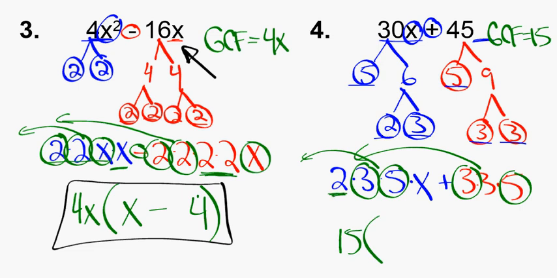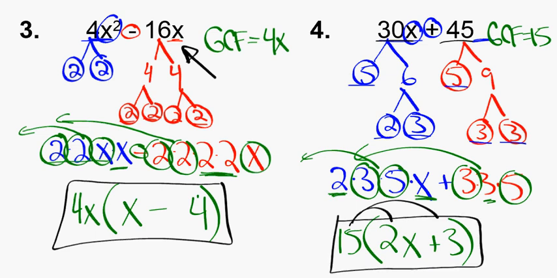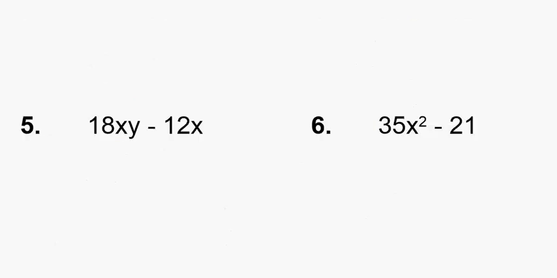What's remaining is a 2x in the first term, and the second term has a positive 3. So that means 15 times 2x should be 30x, which it is. 15 times 3 should be 45, which is also true. So there is our final product. We have 2 more. Let's take a look.